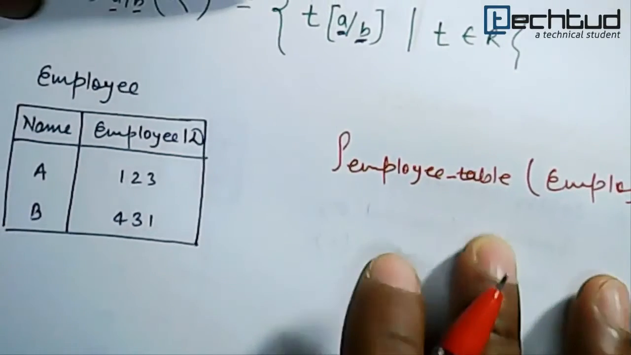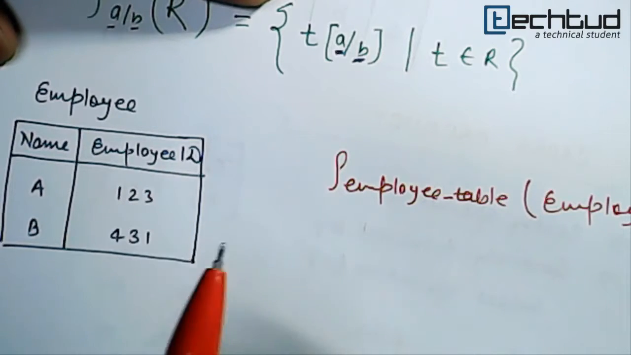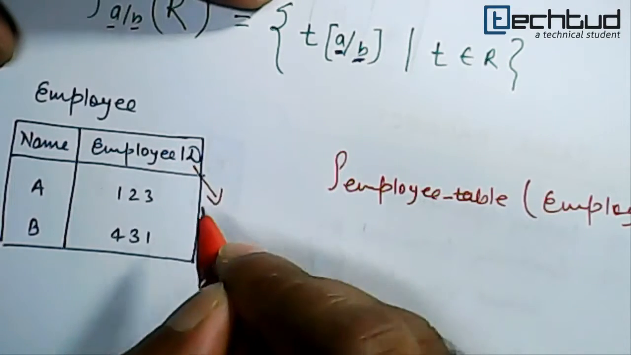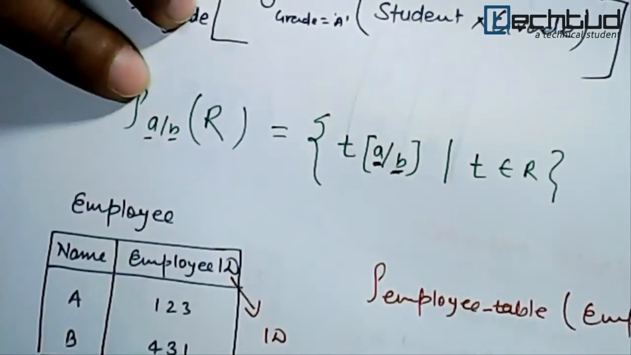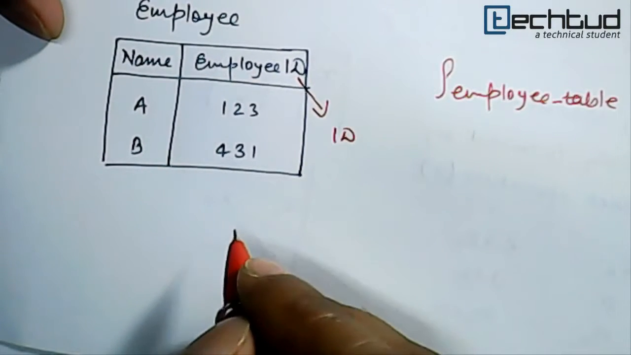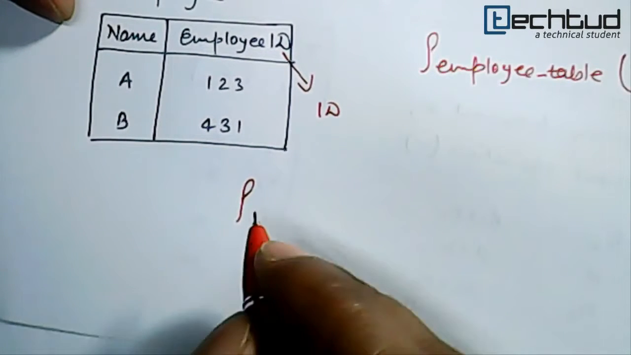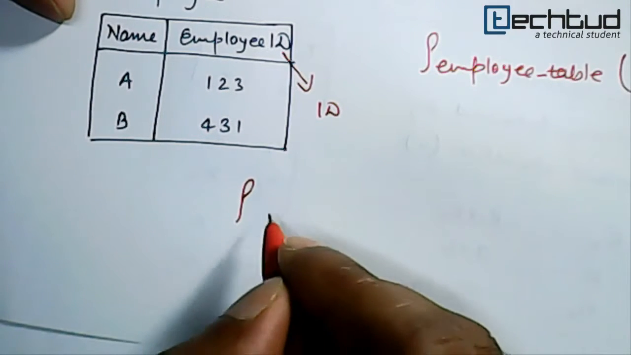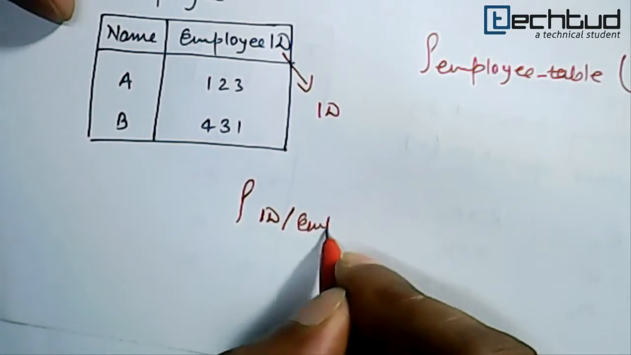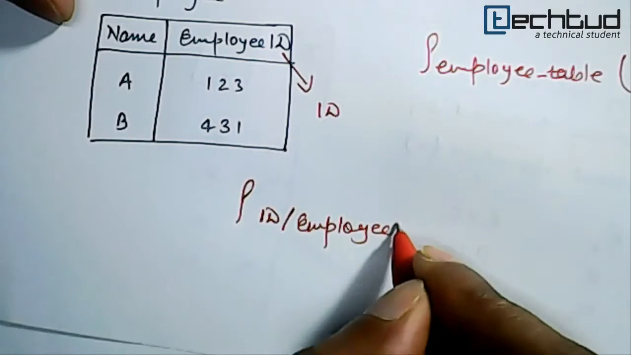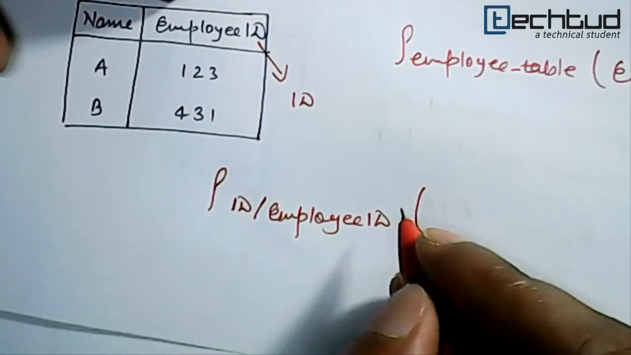Now if I want to rename employee ID as ID only, in that case we will write this operator sign rename, and this ID, that is, I want to rename which attribute? Employee ID. So employee ID will be renamed as ID, and which table? Employee table.